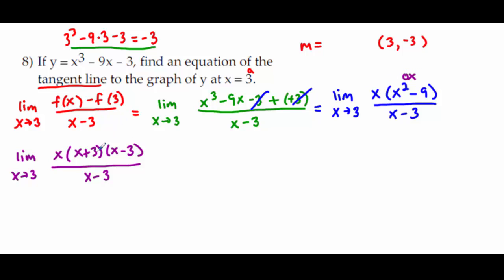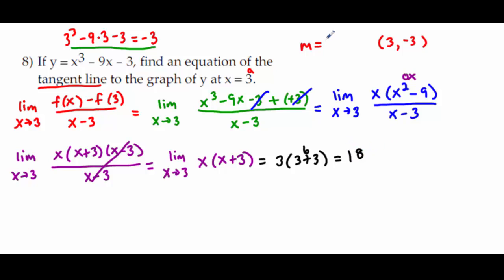0x, not ox. The x minus 3's cancel. Yay! What we wanted to have happen. So the limit as x goes to 3 of x times x plus 3. Well, we can plug in 3 now because we got rid of our problem on the bottom. That's 3 times 3 plus 3. 3 plus 3 is 6. 3 times 6 is 18. That's our slope.